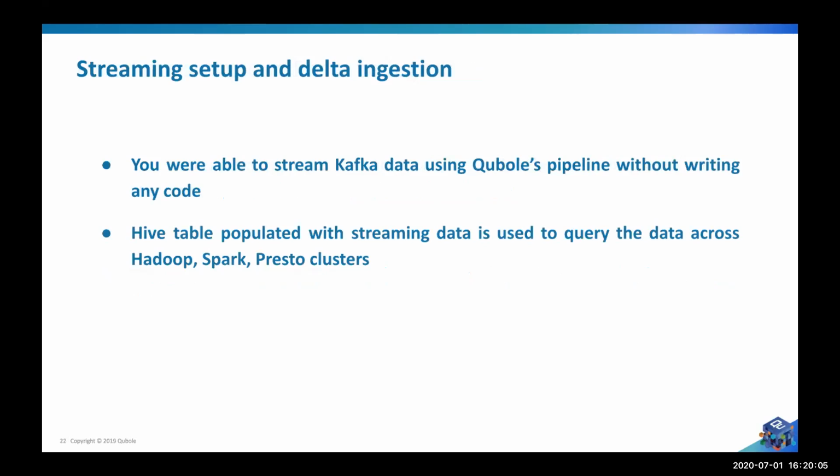Then we set up our streaming pipelines in a no-code fashion where we just pointed our pipeline to a Kafka source and a Hive table to write the data to. And Qubole pipelines took care of operationalizing the whole streaming system. Right. And once that data was available, the delta data that, as we were calling it, it was available for query via the Spark, Presto as well as Hive query engines.